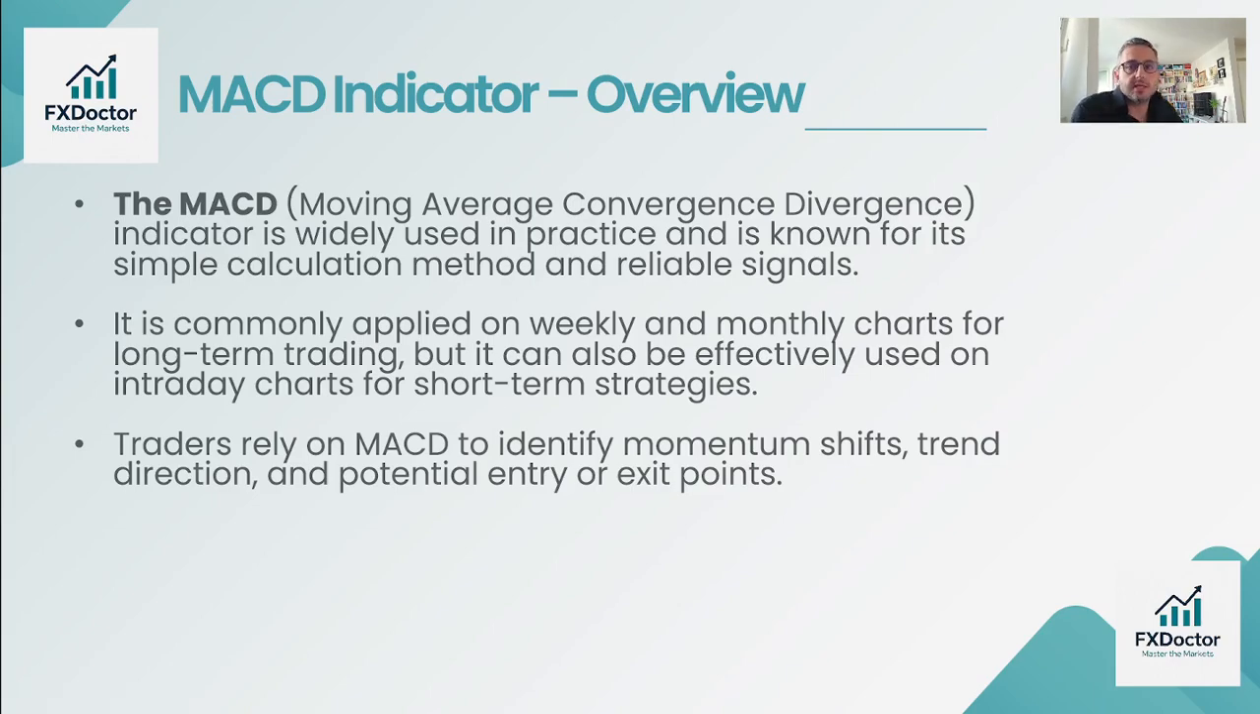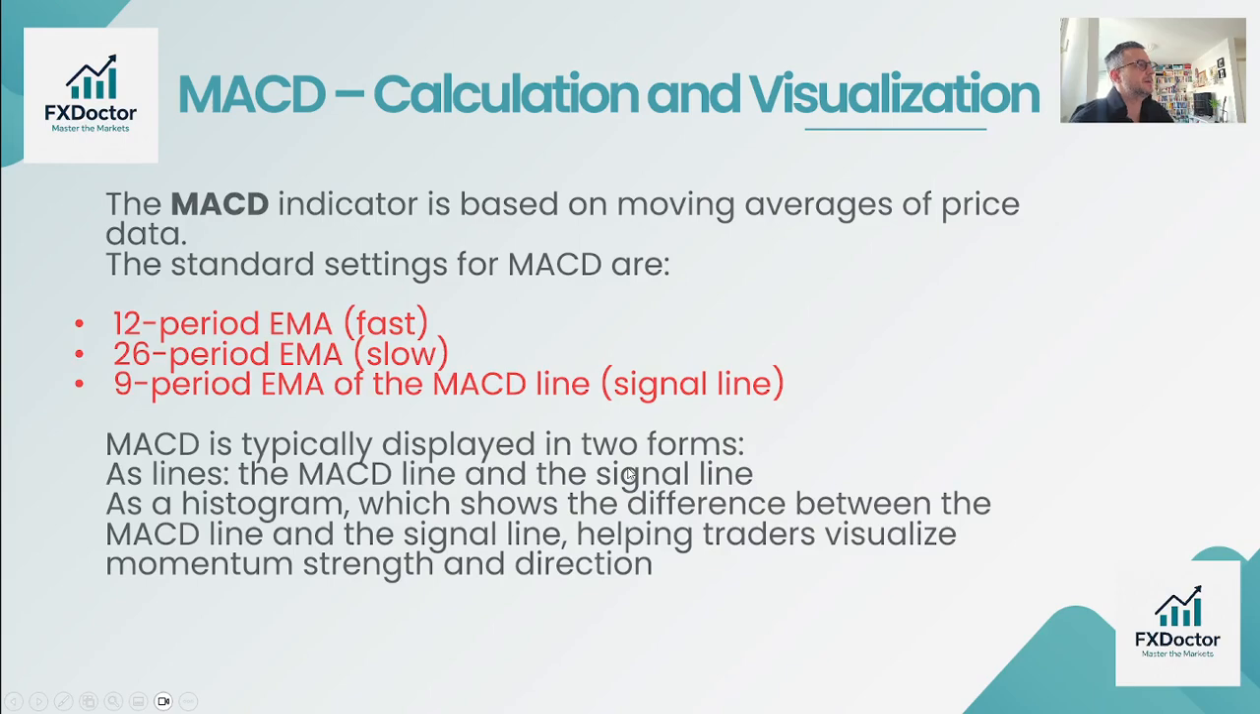Okay, the next indicator is MACD. MACD means moving average convergence divergence. The indicator is widely used in practice and is known for its simple calculation method and reliable signals. It is commonly applied on weekly and monthly charts for long-term trading, but it can also be effectively used on intraday charts for short-term strategies. Traders rely on MACD to identify momentum shifts, trend direction, and potential entry or exit points.